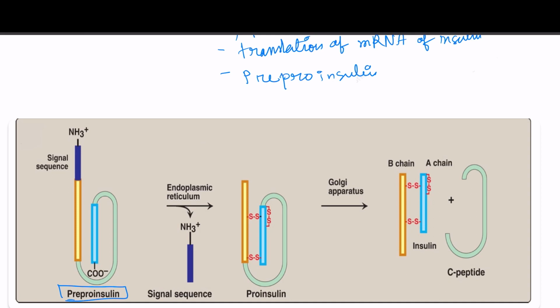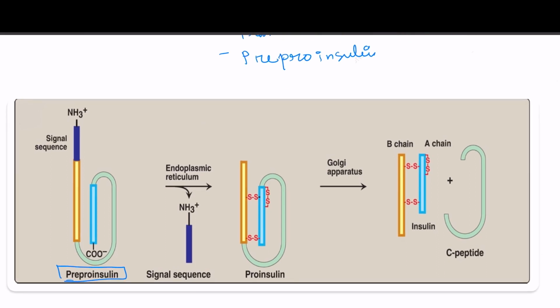Endoplasmic reticulum cleaves the original pre-pro-insulin to create proinsulin, which is a single chain peptide that is composed of peptide chain A. This is A, this is B, and C, which is called C peptide. Here, A is the carboxyl terminal and B is the amino terminal.